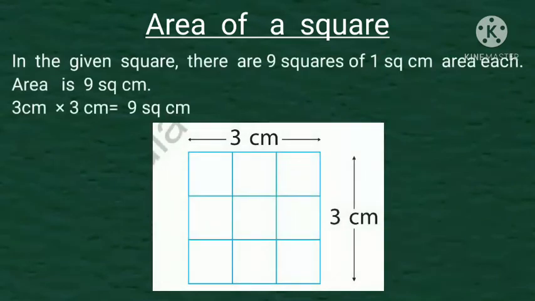Next, area of a square. In the given square, there are 9 squares of 1 square centimeter area each. So its area is 9 square centimeter. Here count the number of unit squares in each row. There are 3. Count the number of unit squares in each column. There are 3. So length is equal to breadth.